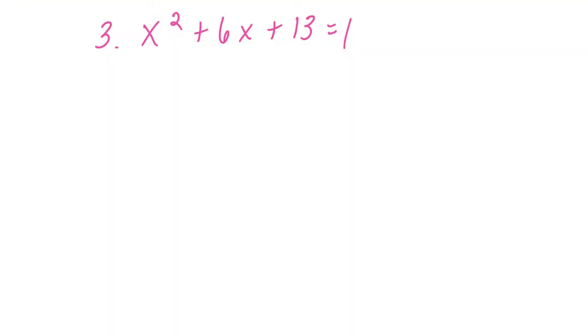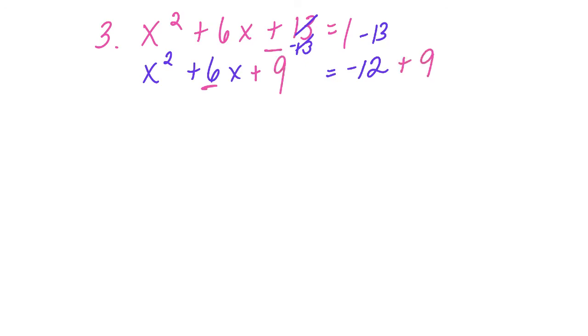All right, we're going to do one more for practice. The first thing I'm going to do is get rid of that constant, which is that 13. So when I subtract 13 over, I get negative 12. Then I'm going to go ahead and complete the square. Half of 6 is 3. 3 squared is 9. What I do to one side, I do to the other. I usually like to draw them inside of a square because that just makes me feel good.